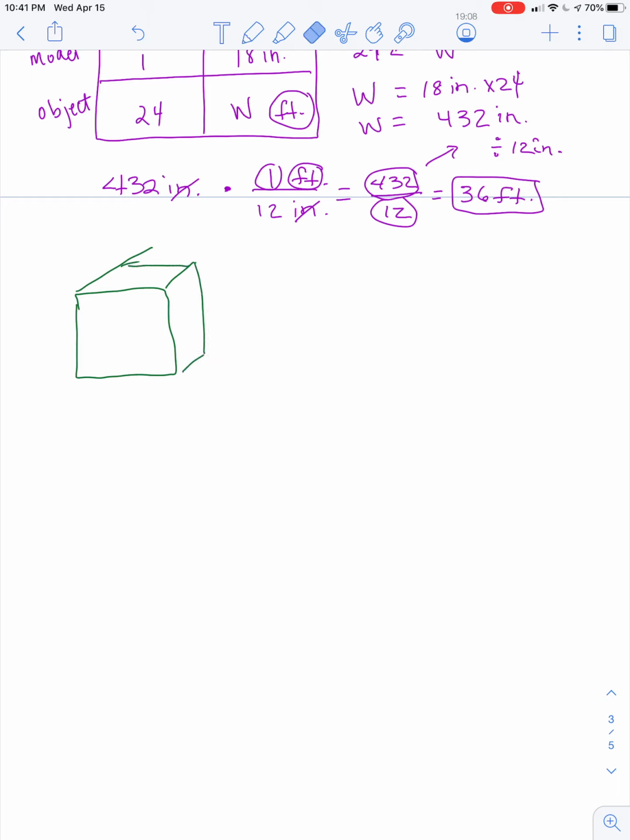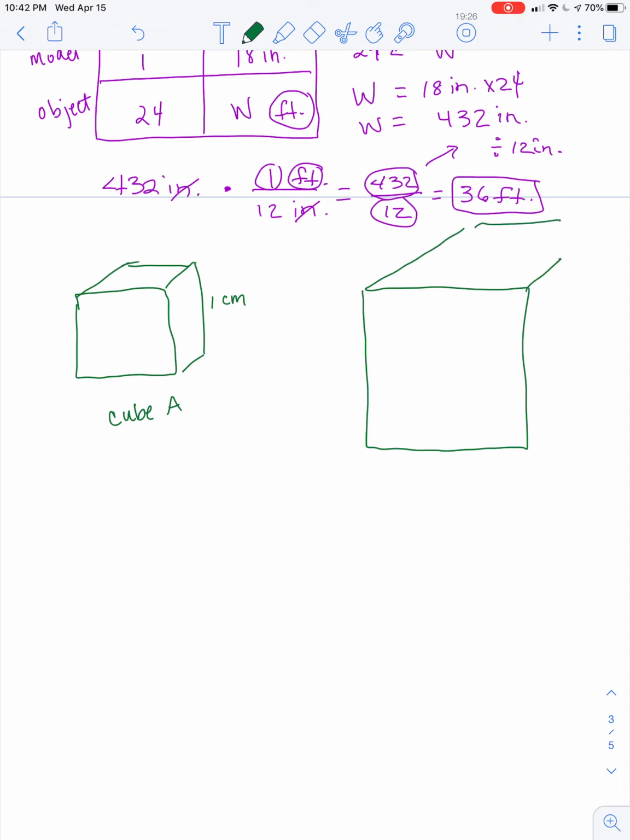Oh no, it's not perfect. It never is. But there's my cube, and let's say each side is 1 centimeter, and this will be cube A, we'll call it. And over here I have one that's kind of exploded, a little bit larger. And let's say that these sides are 2 centimeters.